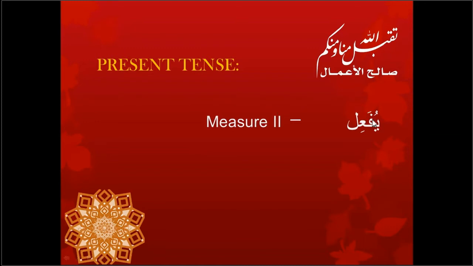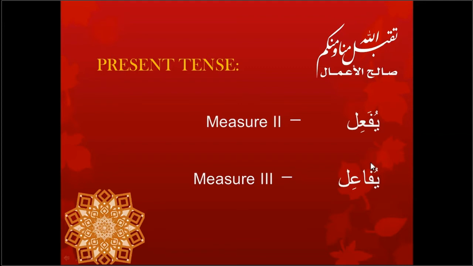What do I mean by this? Here's our measure 2. You know it has a shedda here, which we don't have to write in because it's 2. You know that. But remember the vowel pattern. It was yu-fa-'il. And we said it's always this pattern, u, a, i. Yufa'il, yukatib, yudaris, and so forth. Well, we're going to use the exact same vowel pattern, just now put in our measure 3 stem. Now remember, all this is stem.